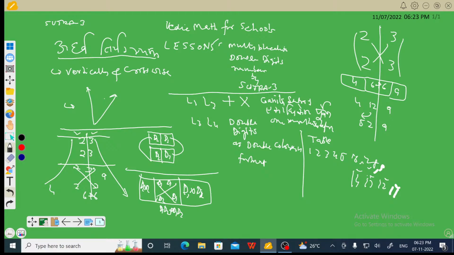Now, if we want to multiply, say, 13 with 12, then straightway we'll say 6, 3 and 2, 5, 1 and 1, 1. So things will become mental. Whole process will become a mental process.